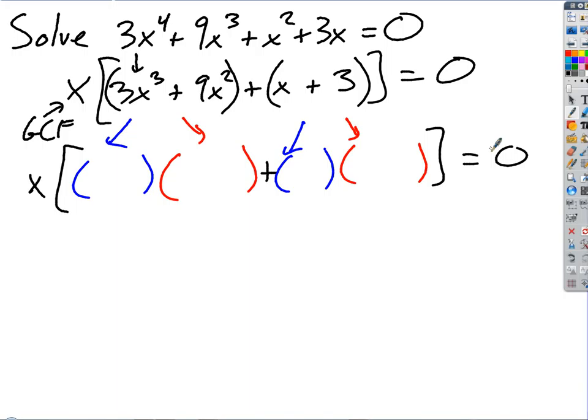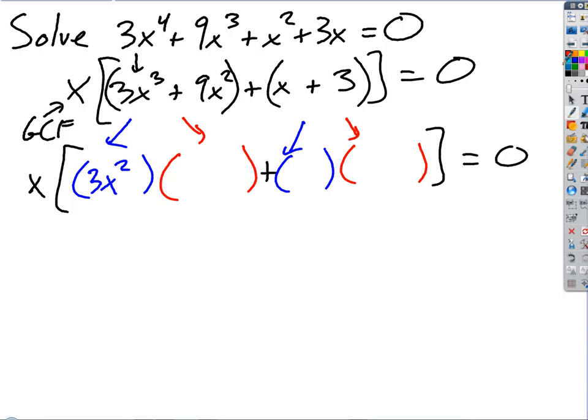Okay, what are those things? What am I doing to this first group? Factoring out what? Greatest common factor. What is the greatest common factor of the first group? 3x squared. Good.